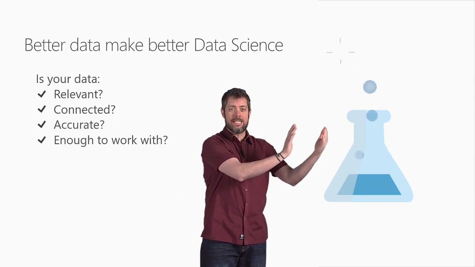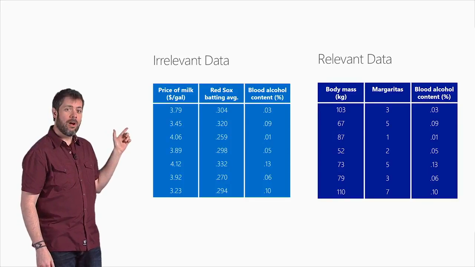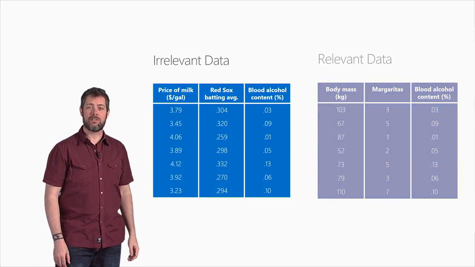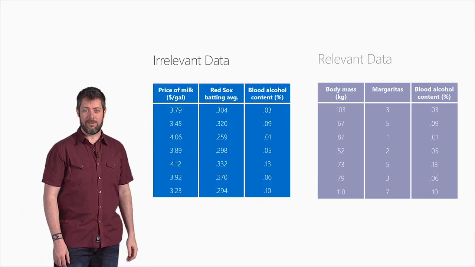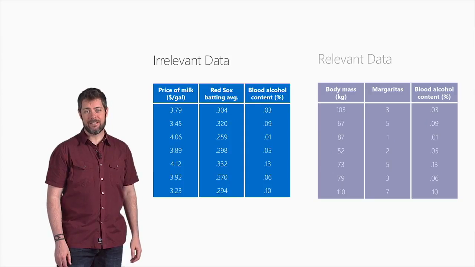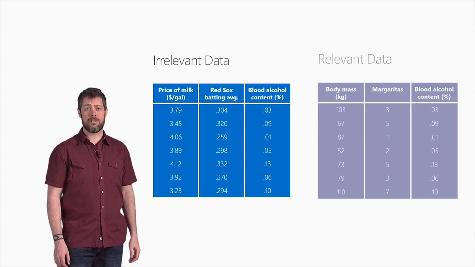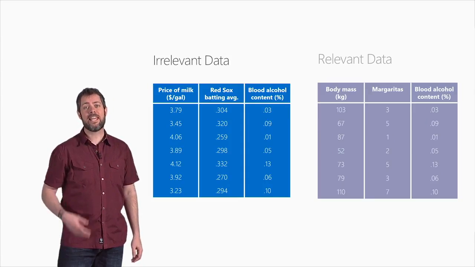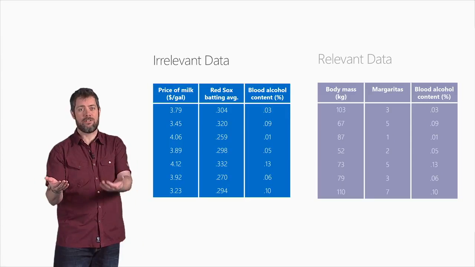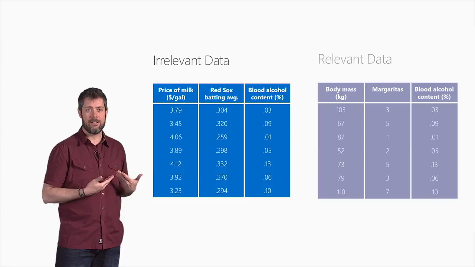So the first ingredient we need, data that's relevant. Take a look at the table on the left. We met 7 people outside of bars in Boston and measured their blood alcohol level, the Red Sox batting average in their last game, and the price of milk in the nearest convenience store. This is all perfectly legitimate data, but its only fault is that it isn't relevant. There's no obvious relationship between these numbers. If I gave you the current price of milk and the Red Sox batting average, there's no way that you could guess my blood alcohol content.